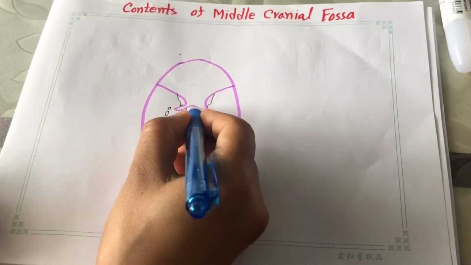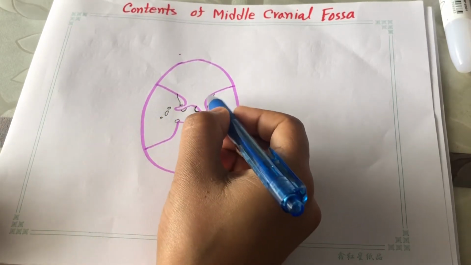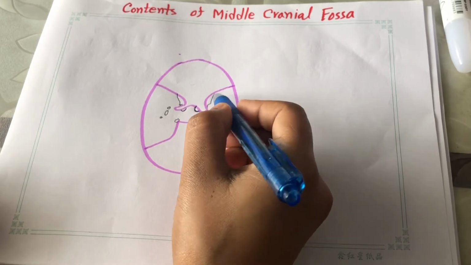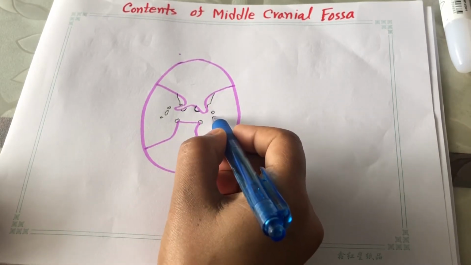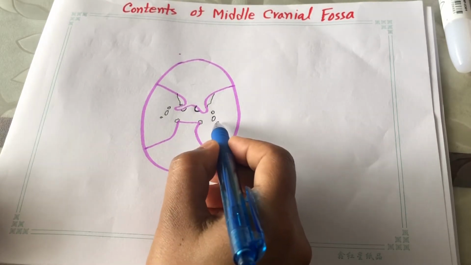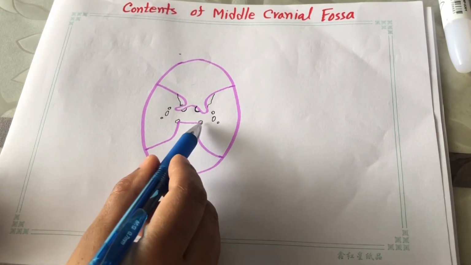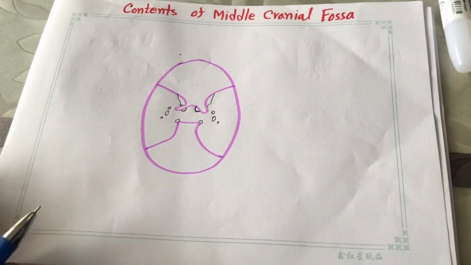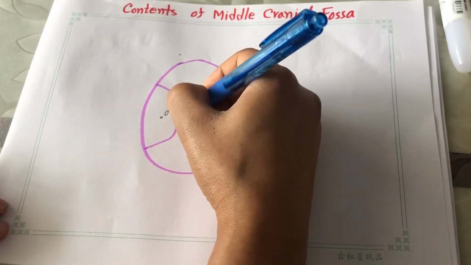So you can see this is optic canal, and this is superior orbital fissure, and this rounded foramen is foramen rotundum. This oval shaped foramen is foramen ovale. This small foramen is foramen spinosum, and this one is foramen lacerum. So first we will see the contents of optic canal.